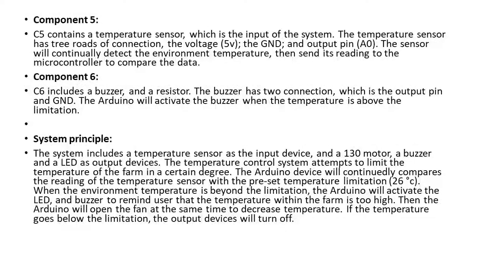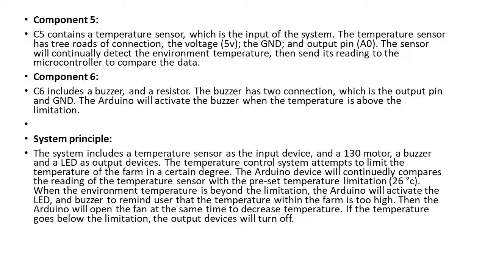Component 5 contains the temperature sensor, which is the input of the system. The temperature sensor has three connections: the voltage, the GND, and the output pin. The sensor will continually detect the environment temperature, then send the reading to the microcontroller to compare the data. Component 6 includes the buzzer and the resistor. The buzzer has two connections, the output pin and GND. The Arduino will activate the buzzer when the temperature is above the limitation.